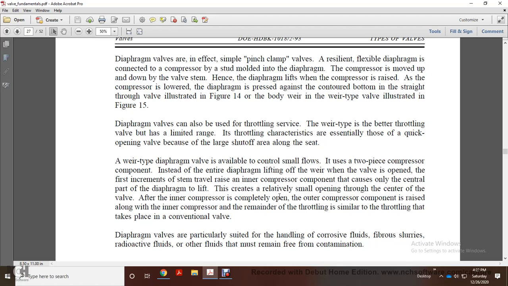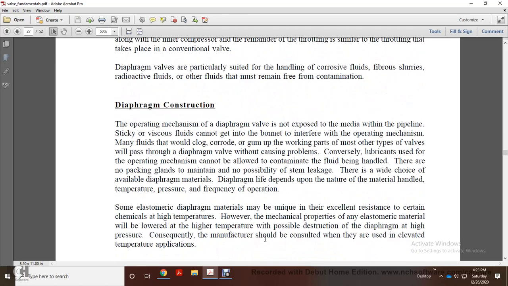Stem travel raises the inner compressor component, which causes only the central part of the diaphragm to lift. This creates a relatively small opening from the center of the valve until the inner compressor is completely open. The outer compressor component is then raised along with the inner compressor. The remainder of the throttling is similar to that of the conventional valve. Diaphragm valves are particularly suited to handling corrosive fluids, fibers, slurries, radioactive fluids, or other fluids that must remain free from contamination.